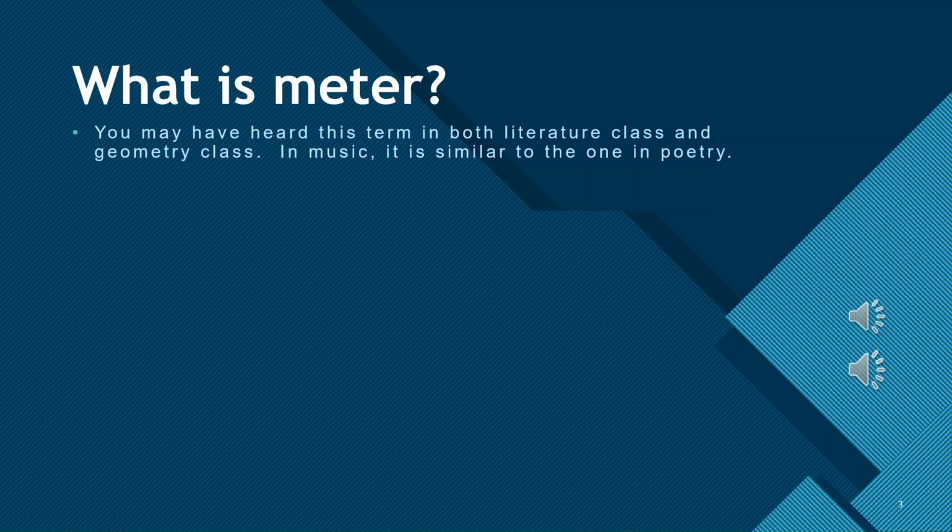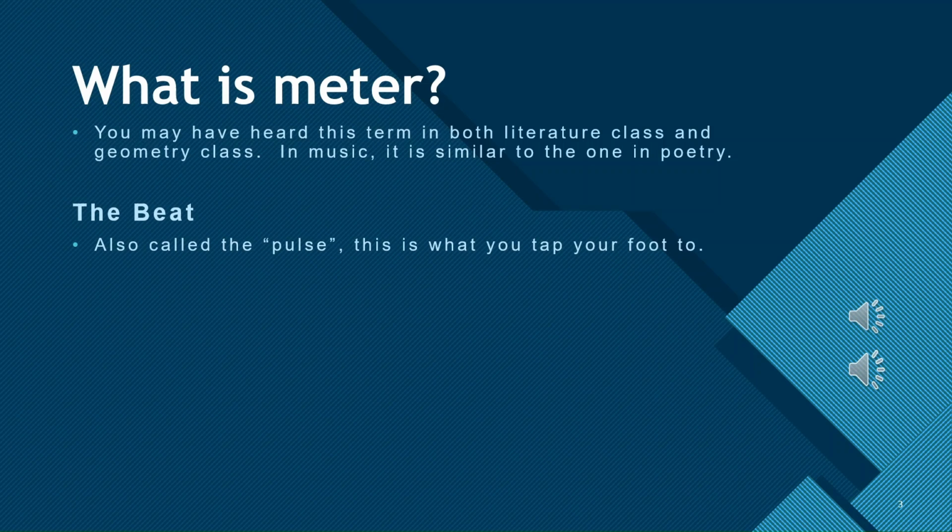So, meter. It's a term you've heard in geometry class, and you may have also heard it in literature class. In music, it's much more similar to literature class, and specifically poetry. The first component of meter is the beat, also called the pulse. Very simply, this is what you tap your foot to. The beat can be divided into two equal parts or three equal parts. And for about 99% of music that's ever existed, that is it.